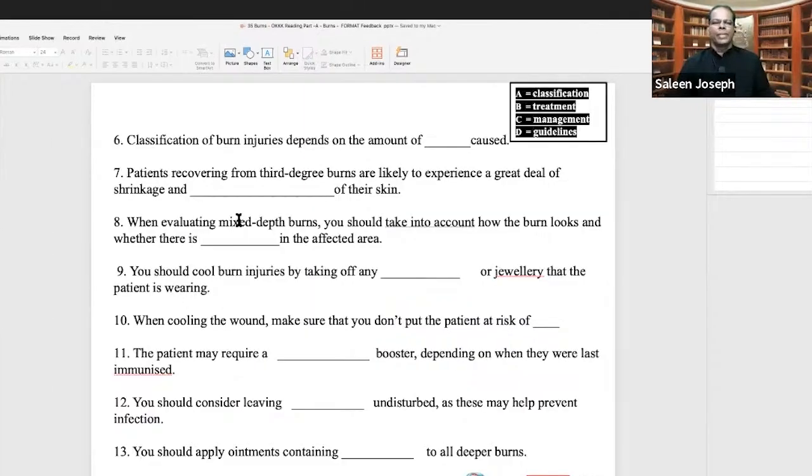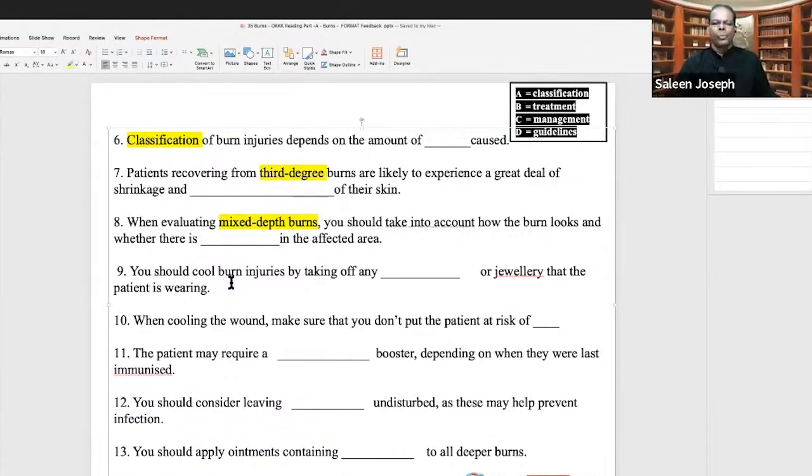Now coming to question number 6. Classification of burn injuries. Which text will it be? A. Classification. See how easy it is. Patients recovering from third degree. Where will it be? A, classification. Again A. And when evaluating mixed depth burns, A, classification, again A. Easily you can go to A. You need not look anywhere, only in that portion where mixed depth is given, or the previous third degree is given. So immediately you can go there.